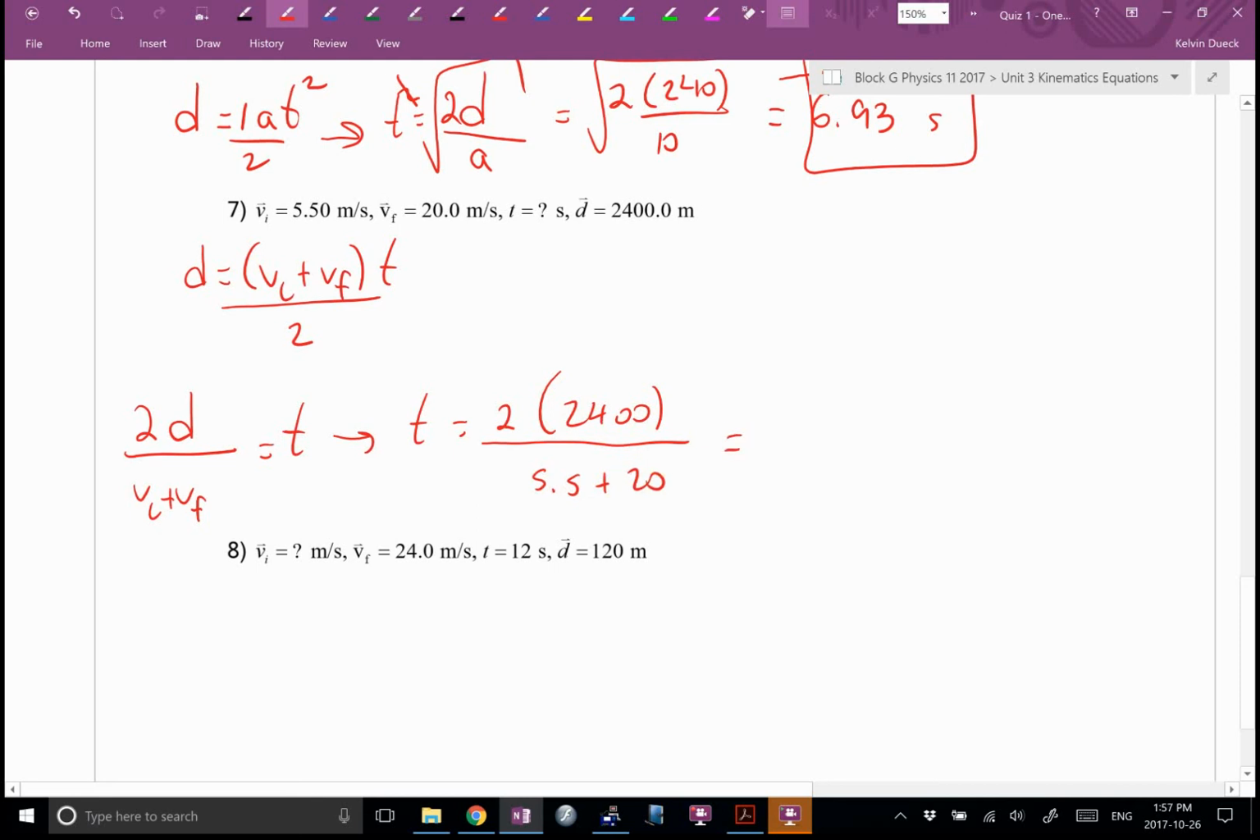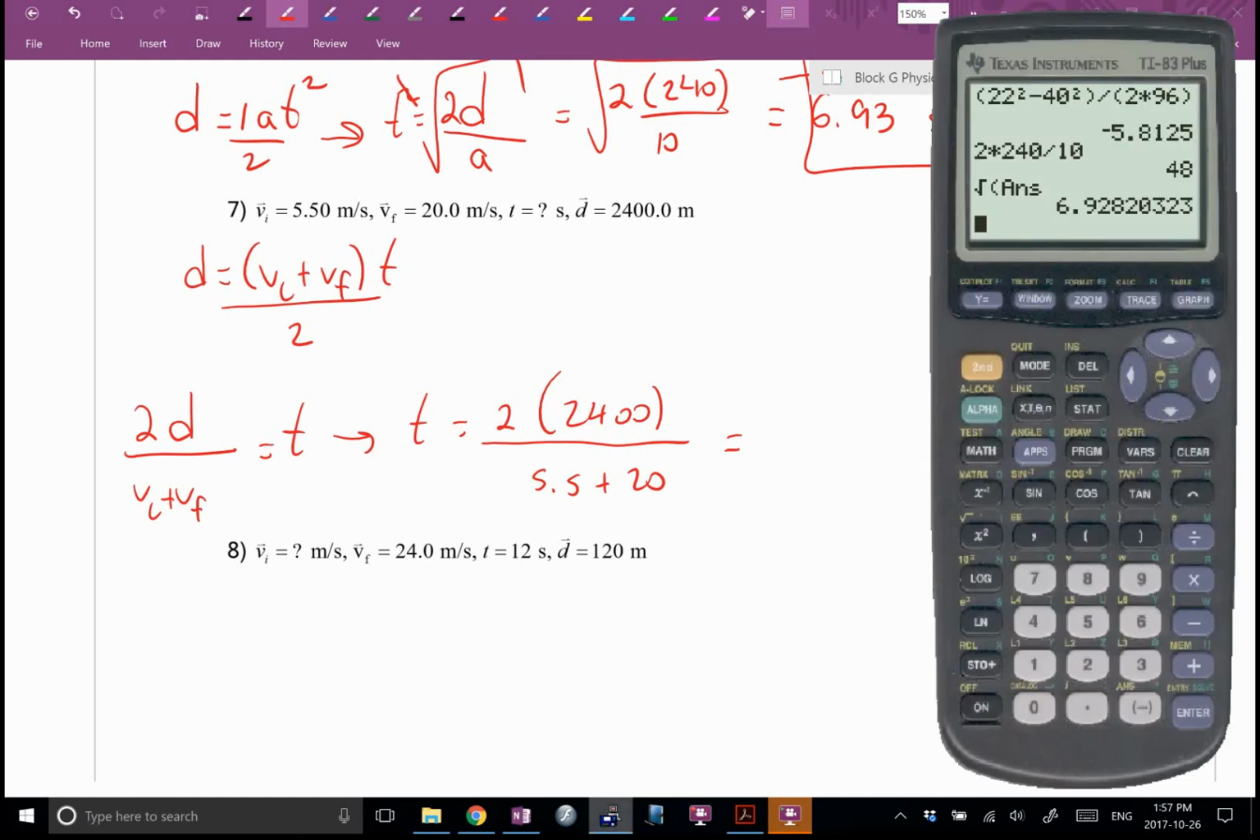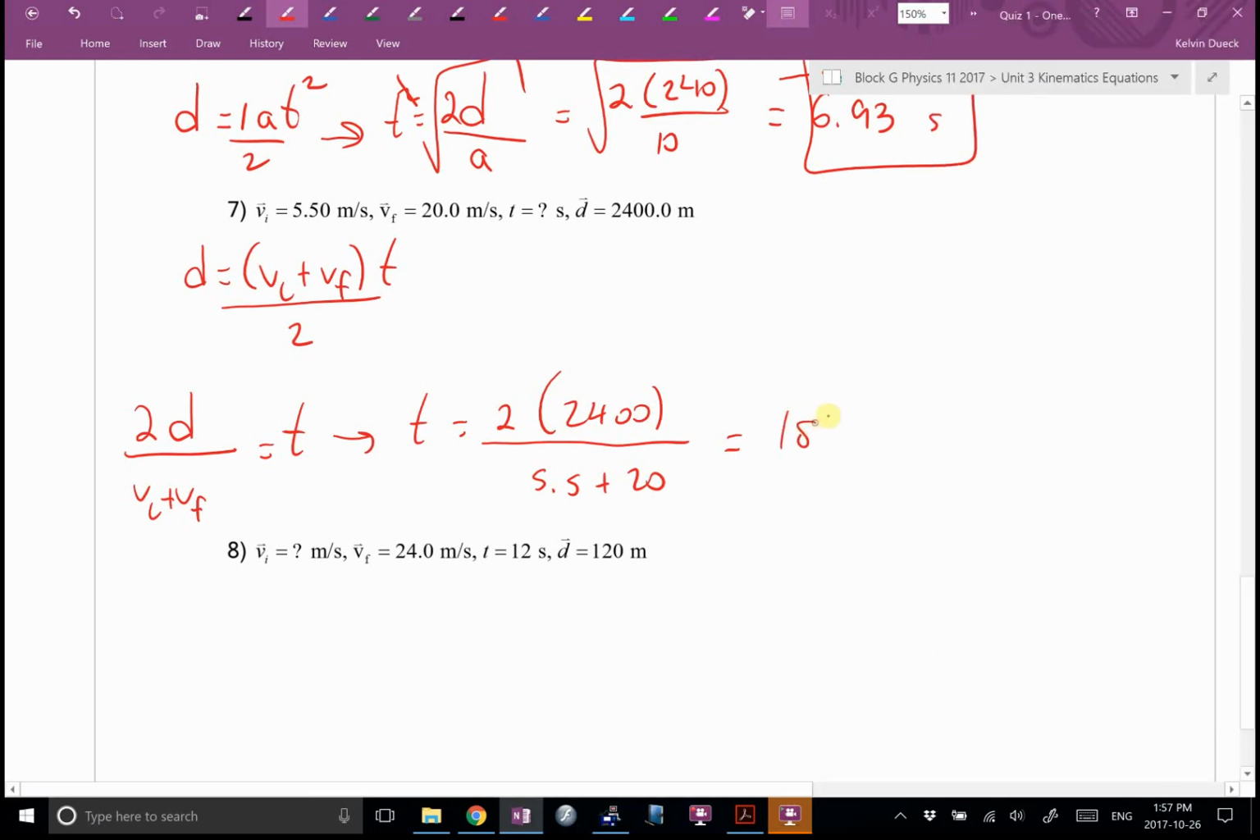How long would it take to travel 2,400 meters if you started at 5.5 meters per second and you finished at 20 meters per second? That's really, if I gave you that as a word problem, what it would look like. Bracket 2 times 2400, close bracket, divided by bracket, 5.5 plus 20. Don't make a typo, close off the bracket. Do y'all get 188.2, 188? 188 seconds.